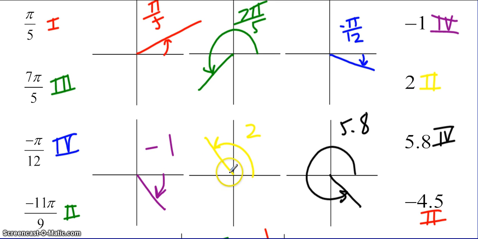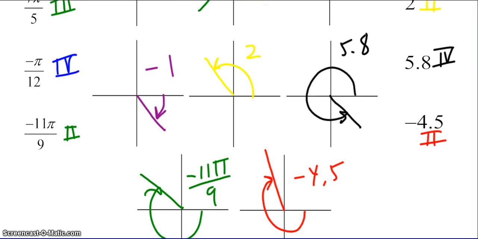Remember how I'm getting these is you want to think about, well, what is pi as a number? Pi as a number is 3.14 approximately, so I know this is less than that, but it's greater than pi over 2, which is like 1.57. 5.8 here is going to be in the fourth quadrant, and then negative 11 pi ninths is going to be in the second quadrant, and negative 4.5 is also going to be in the second quadrant.